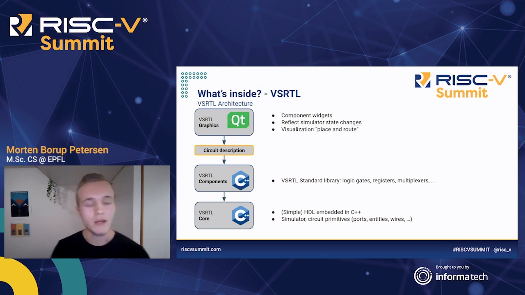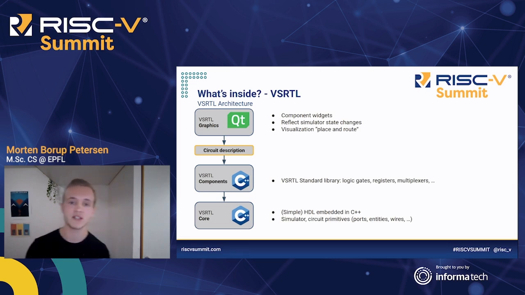And then up top, we have VSRTL graphics. This is where we have all of the component widgets. So how do we visualize each of the entities that we have in our digital circuit? But it's also where we have all of this logic for reflecting the underlying simulator state changes. And we have our visualization place and route routines. So these can be seen as adapted EDA algorithms, where we optimize for visual niceness instead of just having a small area.